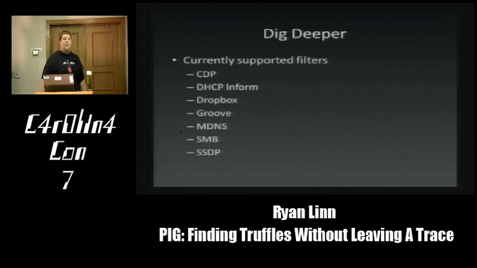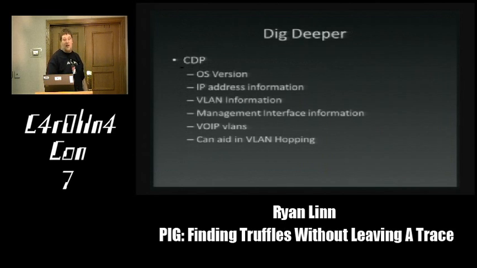These are the currently supported filters, and we're going to talk a little bit about what's in each one. The Cisco Discovery Protocol is designed to help you figure out what your infrastructure is in case you forgot. That protocol talks back and forth between Cisco devices to let you know what switches are connected on which port, what their OS is and capabilities are. So we can figure out OS version, IP address information, in most cases VLAN information, management information, and all the other stuff that's in the slide.